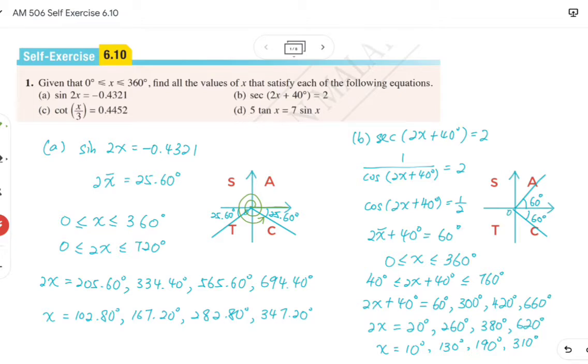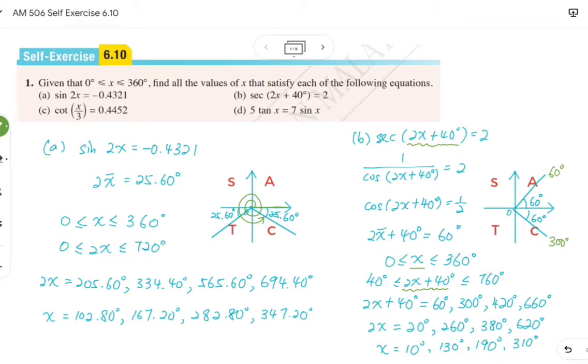Because of the positive value here, we know cosine will be positive in quadrant number 1 and quadrant number 4. Therefore, we put the reference angle in quadrant 1 and quadrant 4. The first angle will be 60. The second angle will be 300. But our x is from 0 to 360 degrees, and we are talking about 2x plus 40. Therefore, we need to check the domain of 2x plus 40.